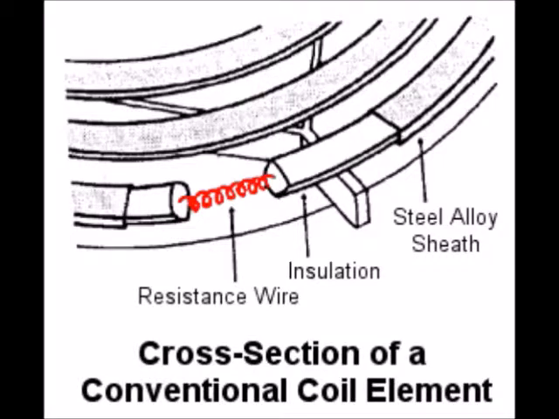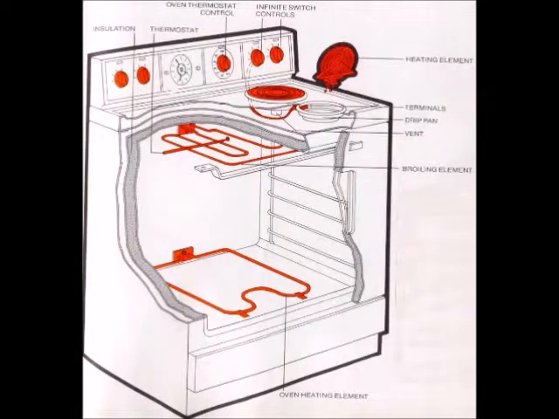So going back to the picture, around the wire there is an insulator. It keeps in the heat. Around that there is a steel alloy sheet, which has a high heat conductivity. So, how does the electric stove work? Electric stoves are powered by electrical connections. The electrical connections produce power for the heating element.